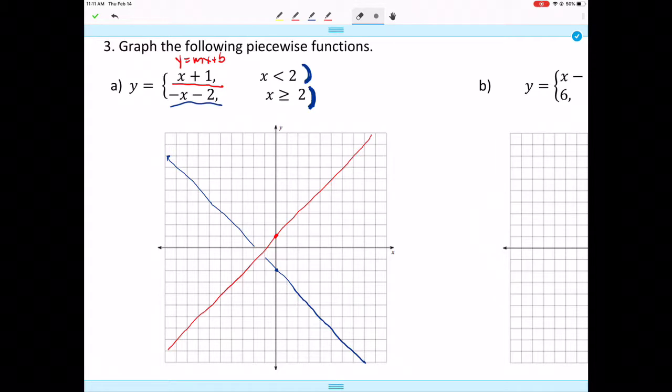So the red graph is only for x values less than 2. So we will erase everything all the way through where x equals 2. And then for blue, it's all x values greater than or equal to 2. So we will erase all of these all the way to 2. And then there's one more step that we need to do, and these should go to infinity, is the end of the points.